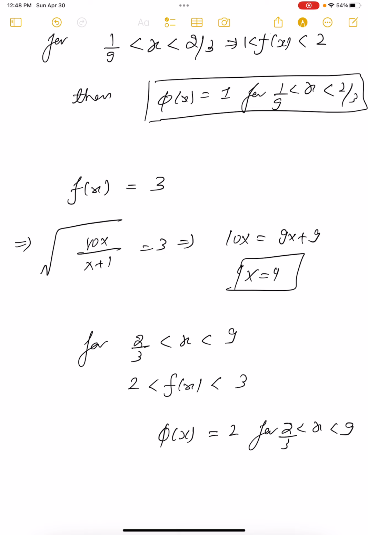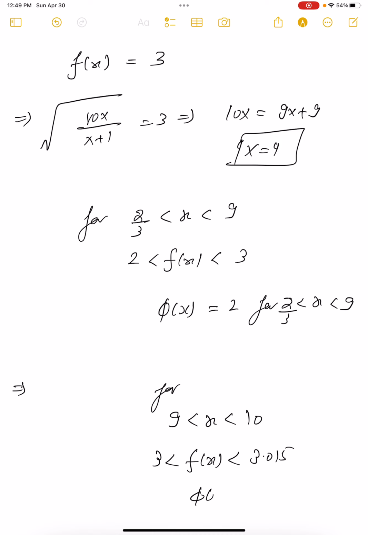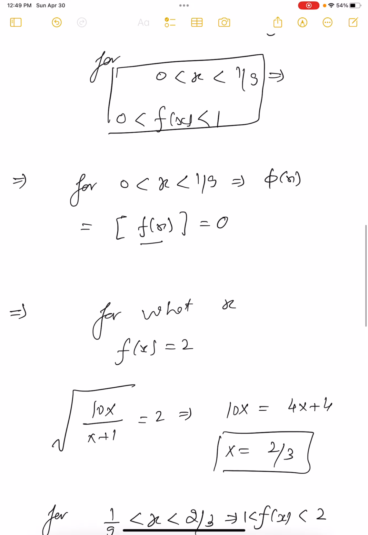So that means the greatest integer of f of x will be 2 for x greater than 2 over 3 but less than 9. Now for x which is greater than 9 but less than 10, your f of x will be more than 3 but less than 3.015. So that means the greatest integer of f of x will be 3 in this limit. Now let's summarize what we have done.